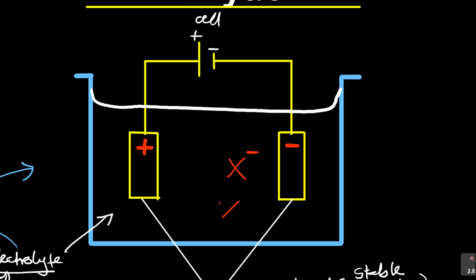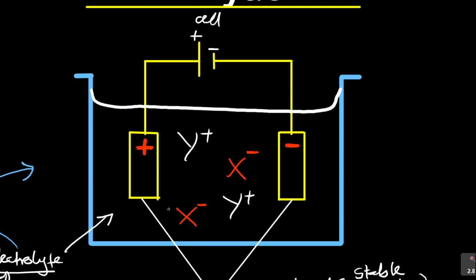They will be in this solution. Let me just say they are randomly in this solution. And let's call the positive ions Y plus and Y plus. So the question is, what happens whenever these ions are inside like this?